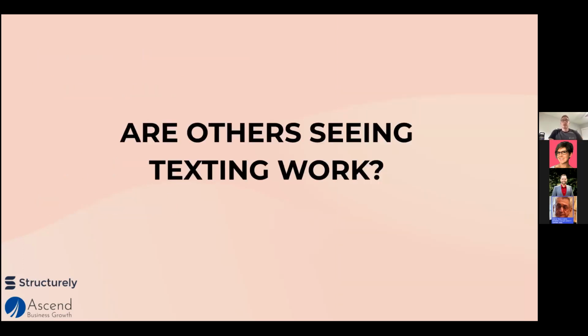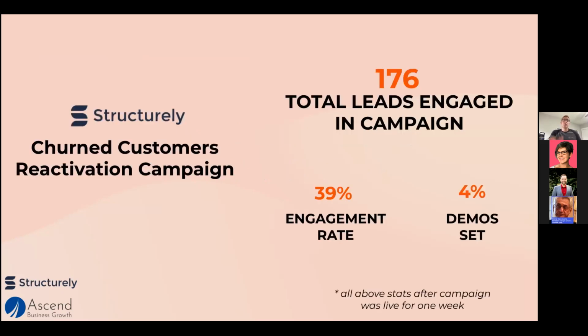So taking a look at whether others are seeing texting working, we've done an analysis of our own use case here. We actually took a campaign internally of 176 leads who were in our HubSpot account, who were previously churned customers. So these are customers who were using Structurally in the past and then canceled. And we haven't spoken to them for anywhere ranging from 6 plus months. And we sent them through a text campaign, which I'll show you in a second what that actually looked like.